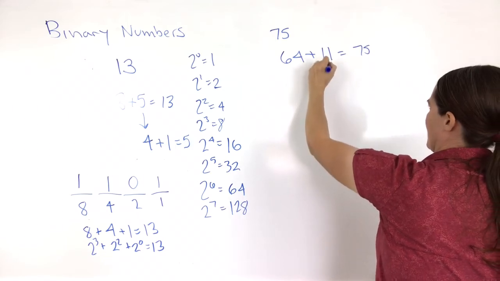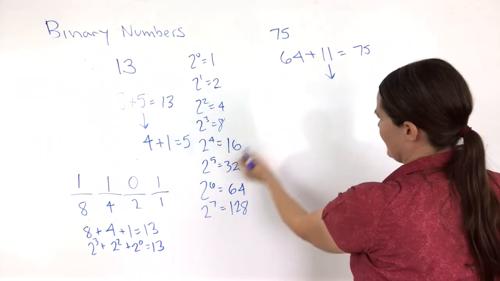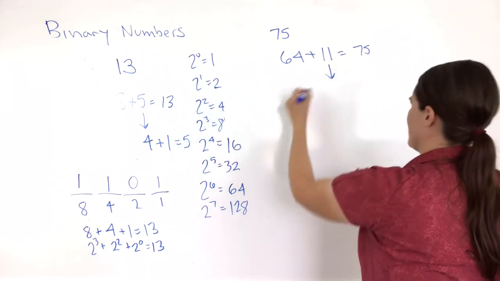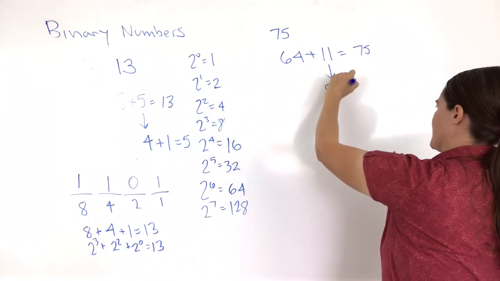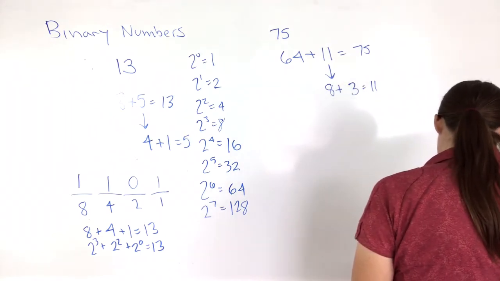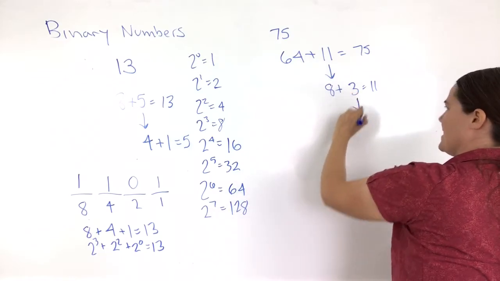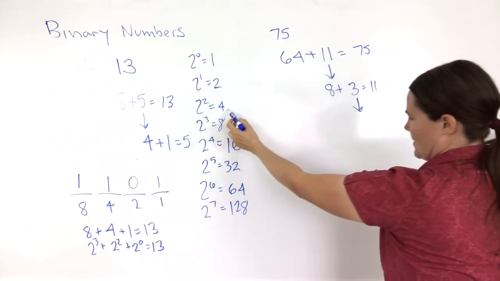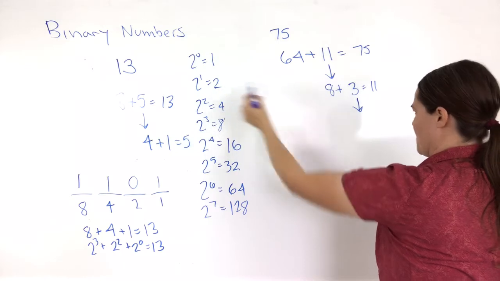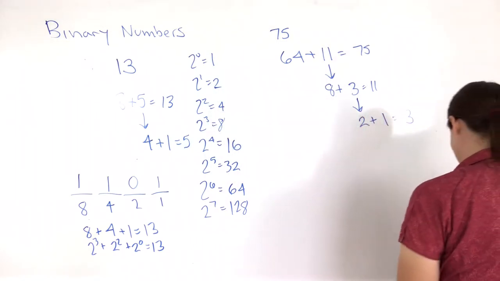Now we want to break up the 11, so 16 is more than 11, so go back to the 8. So 8 plus 3 is equal to 11. And then I want to break up the 3. And the 4 is greater than 3, so go back to the 2. So we have 2 plus 1 is equal to 3.